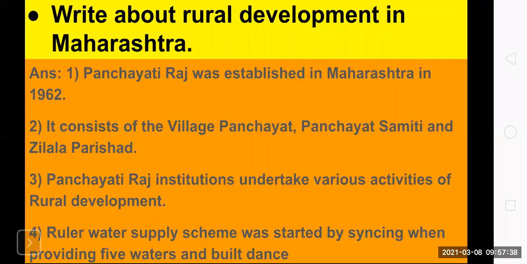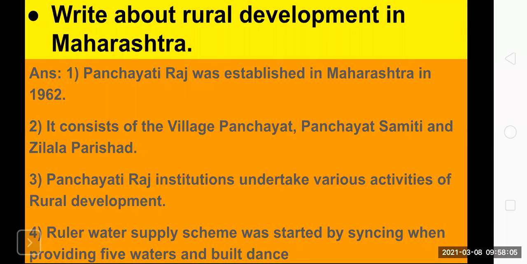Next one, write about the rural development in Maharashtra. So how was the rural area developed in Maharashtra? See, Panchayati Raj was established in Maharashtra in 1962. It consists of the village panchayat, panchayat samiti and Zilla Parishad.